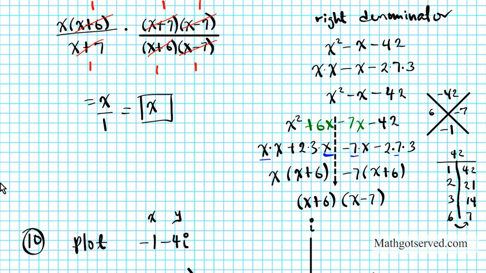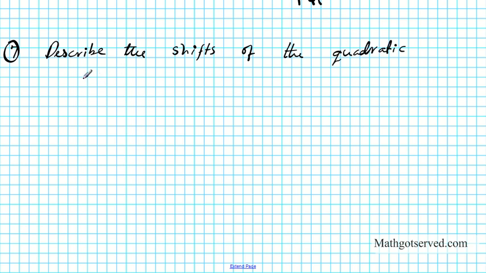Okay. Alright, let's take a look at the last problem that has to do with the transformation of quadratic functions. I don't know why I jumped to 10, but this is question number 7. So number 7, we're supposed to describe the shifts of the quadratic y equals x plus 2 squared plus 3 to y equals x minus 1 squared plus 4.